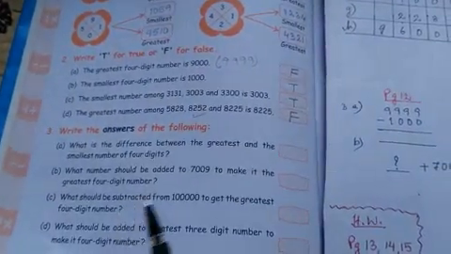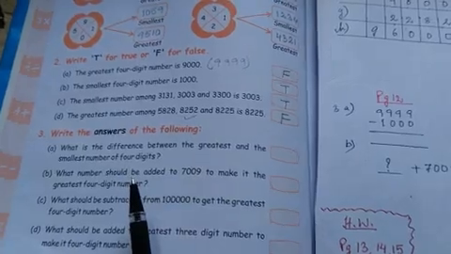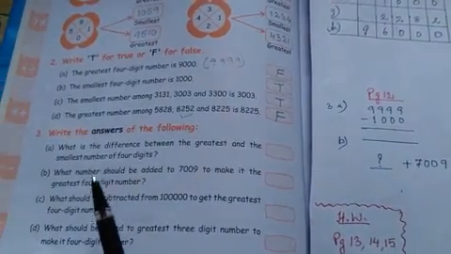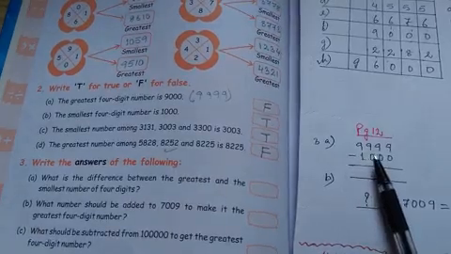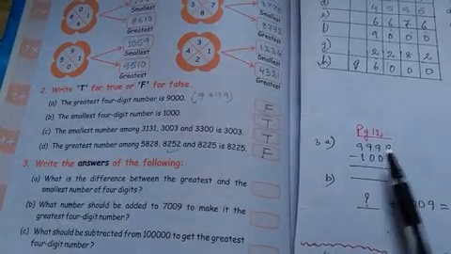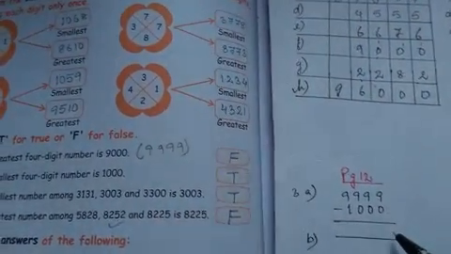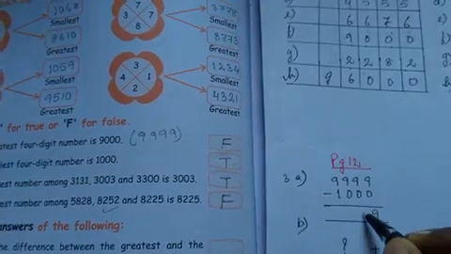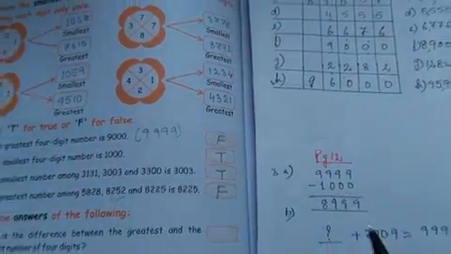Now write the answers of the following. Write the difference between the greatest and the smallest of 4 digits. Difference means, as I told you, you have to subtract. The greatest 4 digit number is this and the smallest 4 digit number is this. So you just need to subtract. 9 minus 0 is 9. 9 minus 1 is 8. So this is your answer.